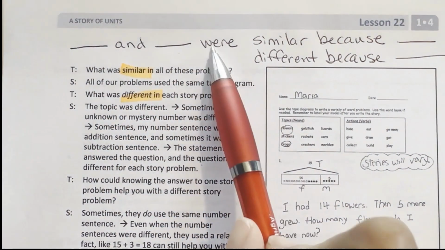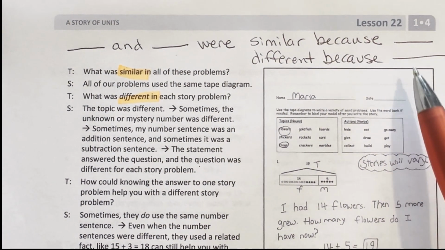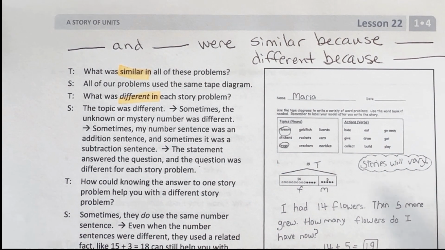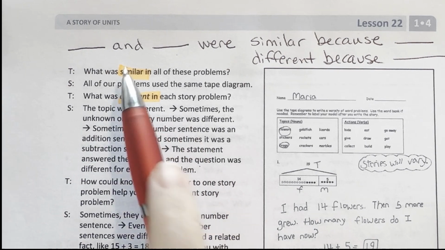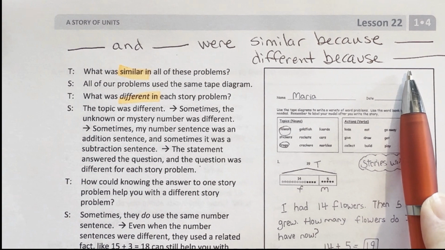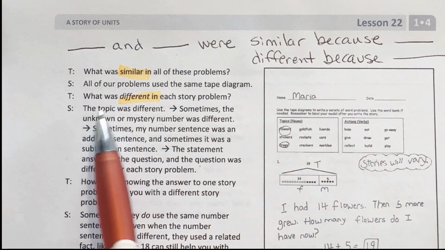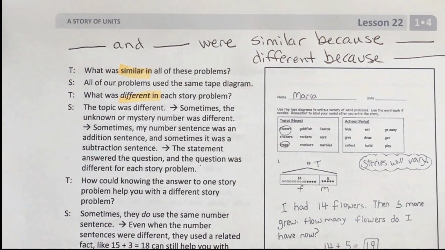Blank and blank were different because they started with a different number in the beginning, or they added a different number of flowers, whatever it may be. This again can be a sentence patterning. Blank and blank are similar because, blank and blank were similar because, and they can keep filling in reasons.